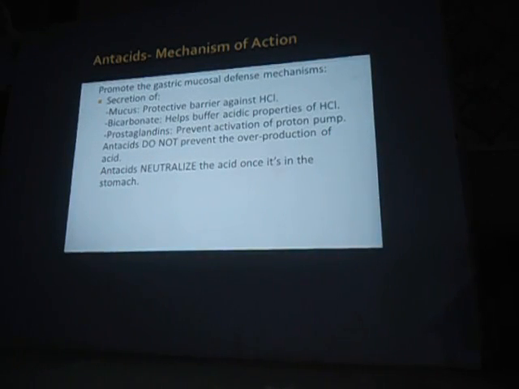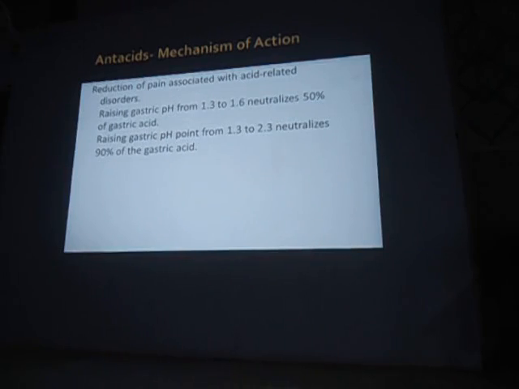You need to remember the 3 defense mechanisms: mucus, bicarbonate, prostaglandins. These are promoted with the help of our drugs, and they do not neutralize or prevent the overproduction of the acid. You should know that if the acidity of the gastric environment is decreased even by the slightest level, there are lesser and lesser chances of getting peptic ulcer.